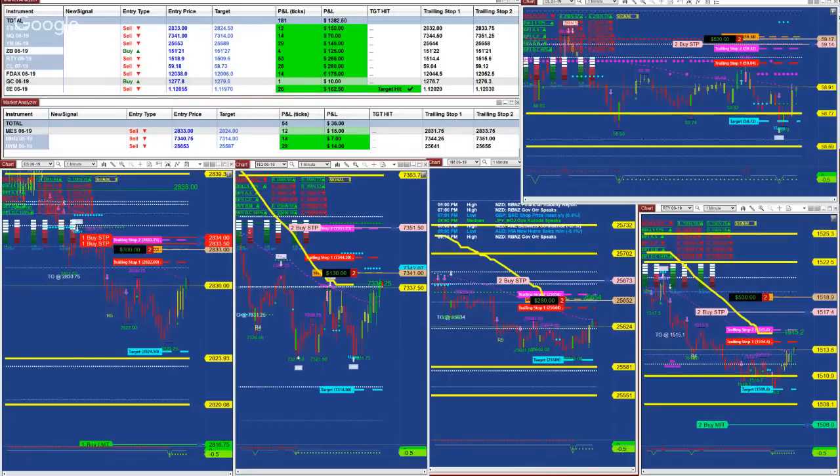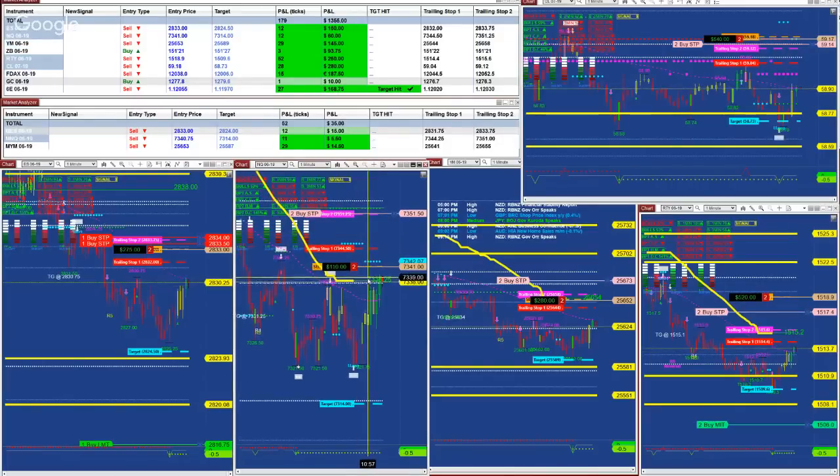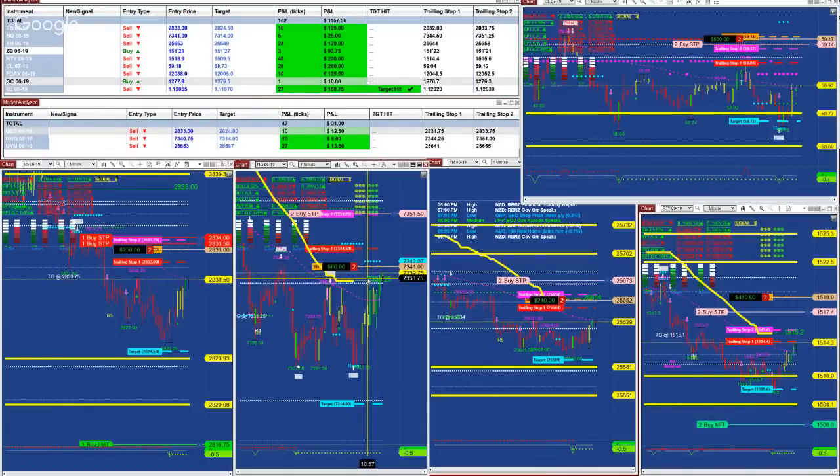Okay, guys, look at this pullback on the NASDAQ. Look at this. Right there. The market is like telling you a story, guys. It's like telling you a story. We need to know in advance where this market is going. It's not that we need to follow the market.